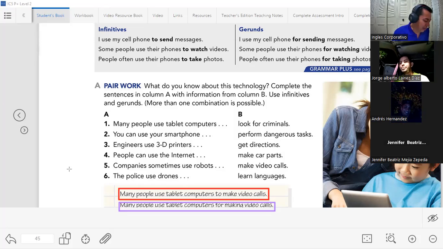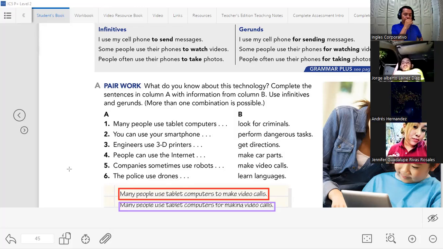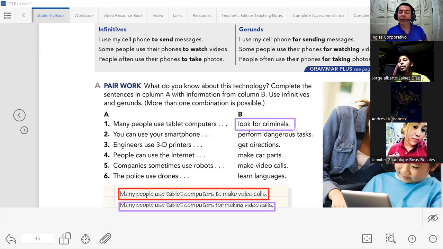Tranquilo ahí, tranquilo. Okay, next one is going to be Jennifer Guadalupe. Number six, Jennifer Guadalupe. Gerunds, ING, right? The police use drones to look. But in this case, not to look. For... the police use drones for? Look for criminals. Look or looking? Looking for criminals. Yes. Okidoki, now, repeat after me, with infinitive.